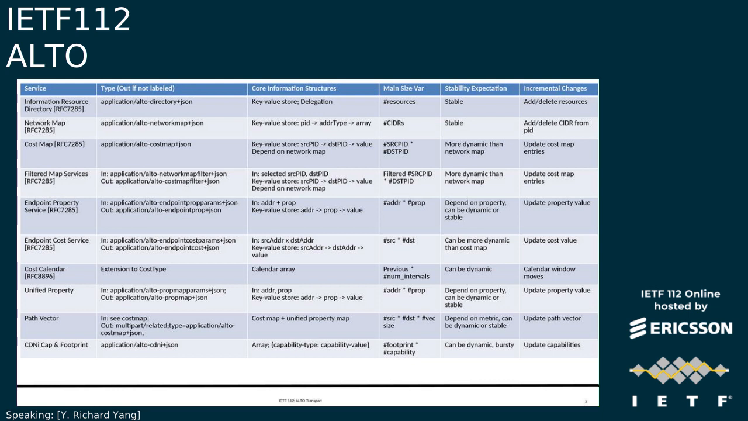And then we analyze the scaling of each information resource, how much data we're talking about. For example, let's look at even a simple one, the network map. We did some analysis. We said, okay, the size of this one will be proportional to the number of CIDRs, because that's where you group a network. And therefore, we did some initial analysis.